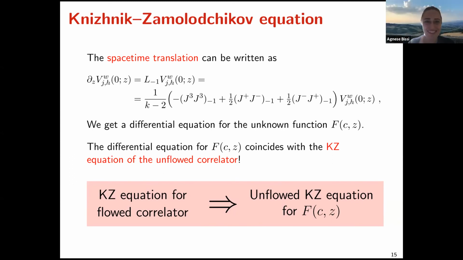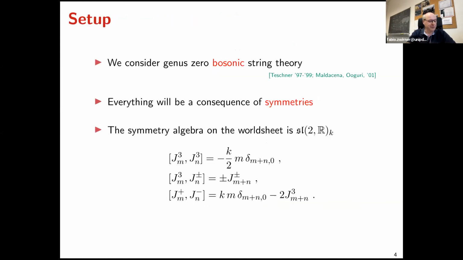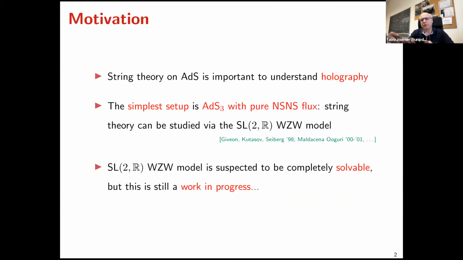Okay. So I see Fabio and then Andrea Cappelli. Yes, it's just a non-expert question. In your motivational slide, you mentioned the fact that the SL2R Wess-Zumino-Witten model is suspected to be completely solvable and that your work was going in that direction. So what do you expect to be the main difficulty towards reaching the complete solution of the model?